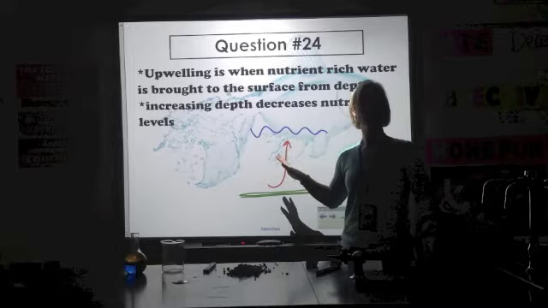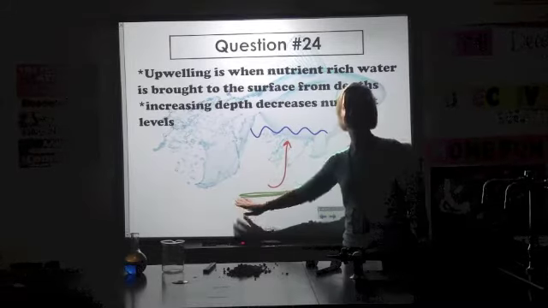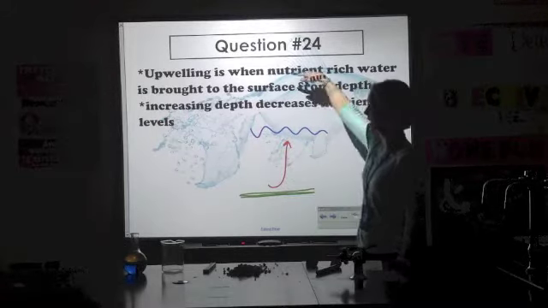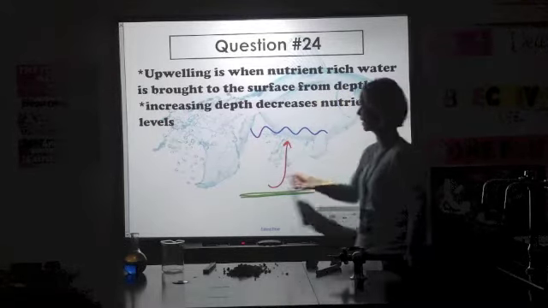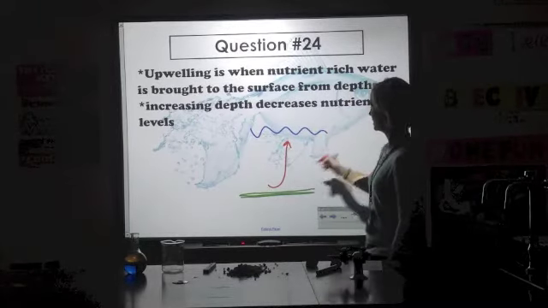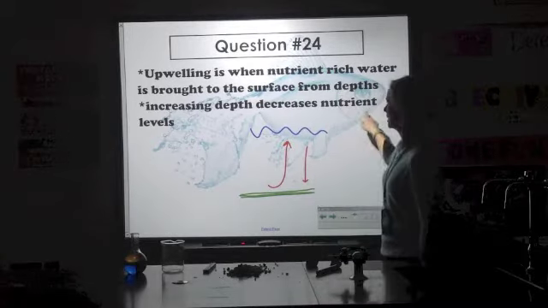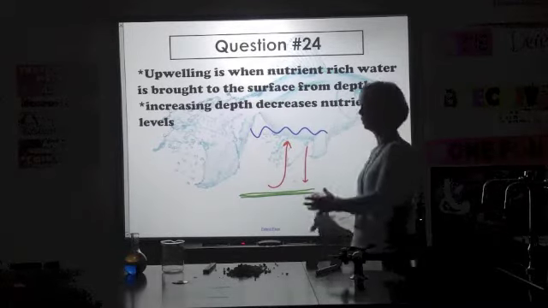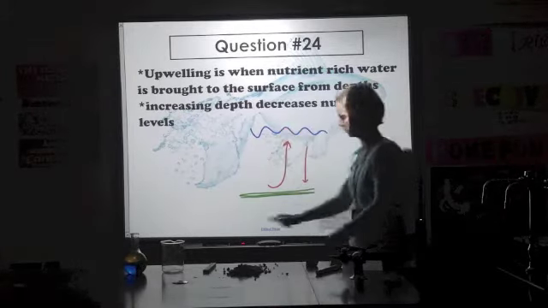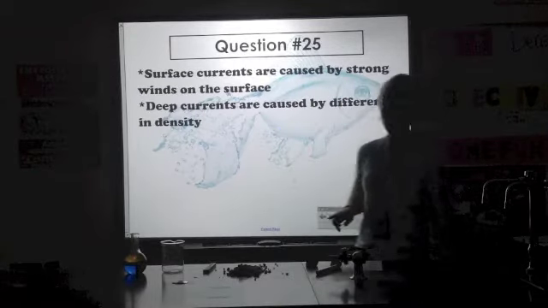You think about the ocean floor project you guys did. There's a lot less stuff down here than there is up here. There's a lot of stuff up here, and that's because of things like upwelling. It's bringing nutrients up here, allowing things to live. If I increase my depth, as I go further down, I'm going to find less and less nutrients. Now we do know there are nutrients down there, but comparatively, we've got more up here. Hence why it's so pretty. All right, question number 25.